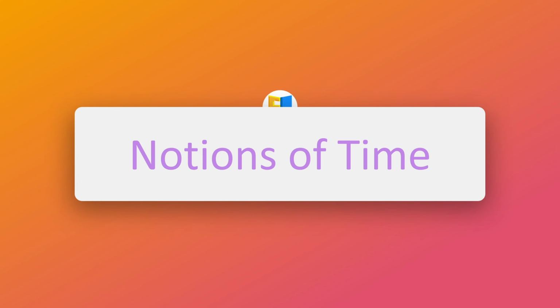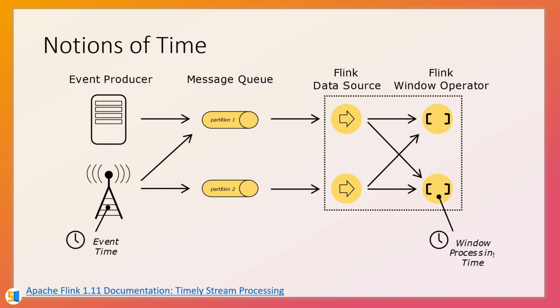So let's begin with notions of time. Flink provides different types of time, but for this learning I only care about these two types. First is event time, this one. Event time is the time at which events occur on their producing device. The timestamp of the event is usually embedded inside the event itself.